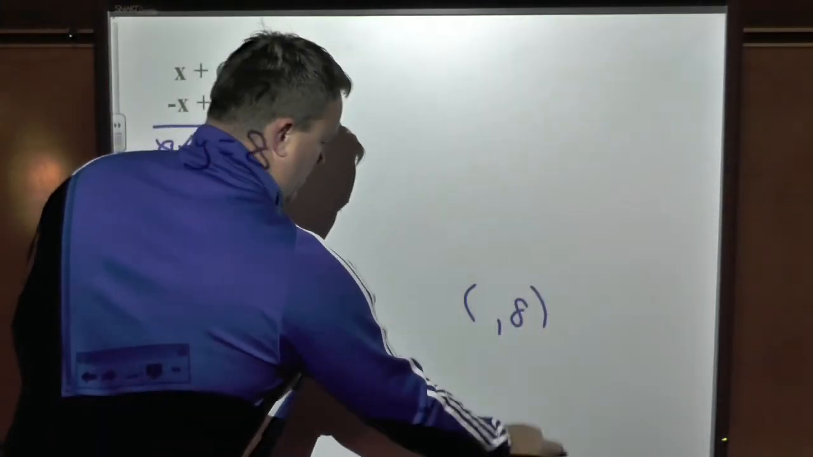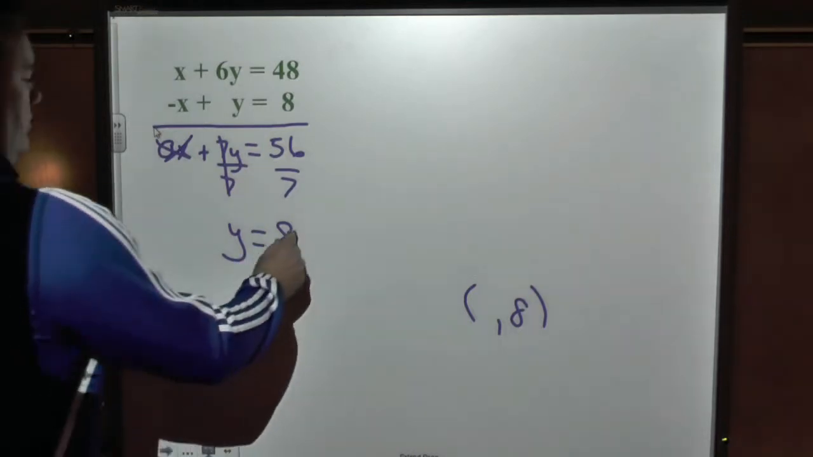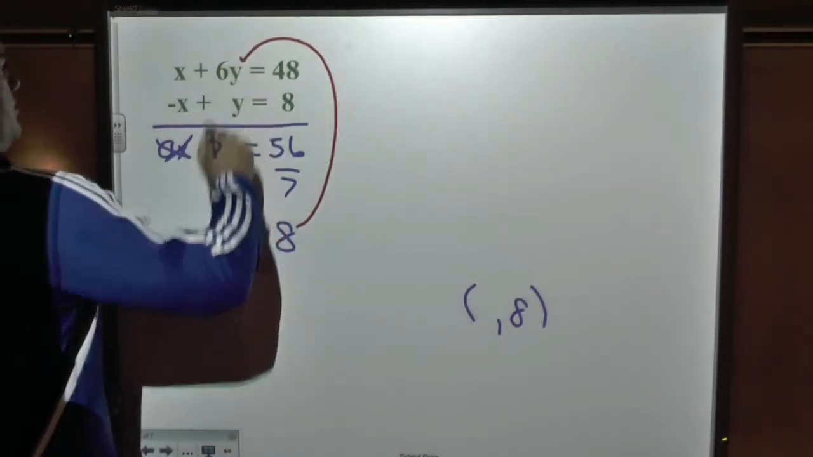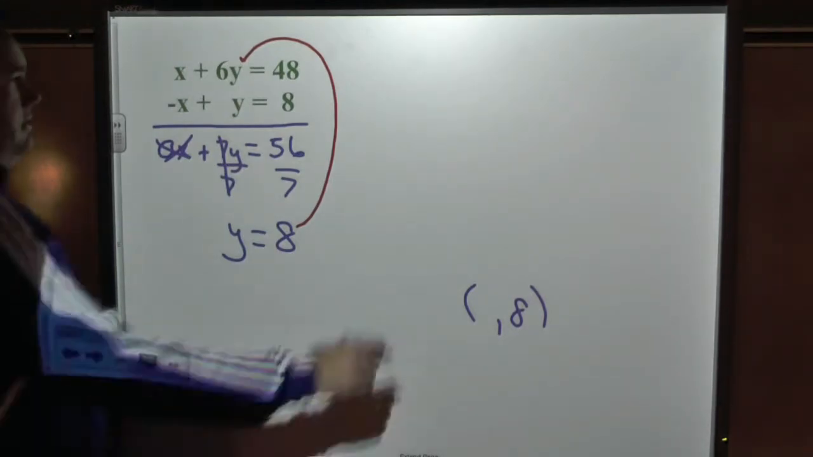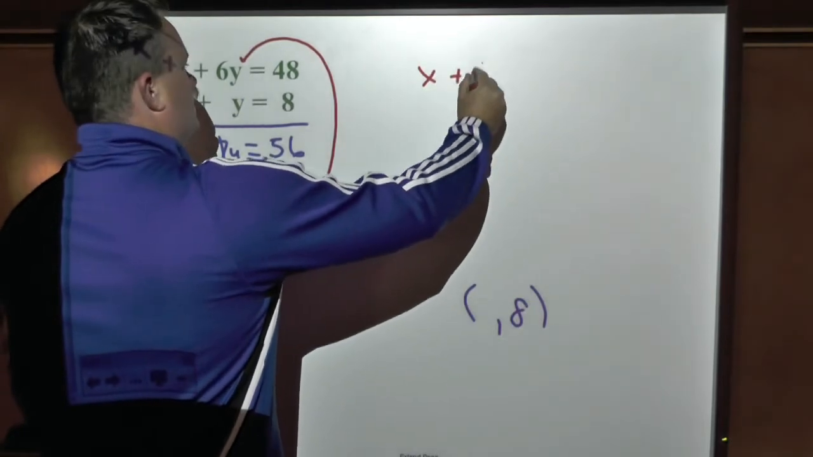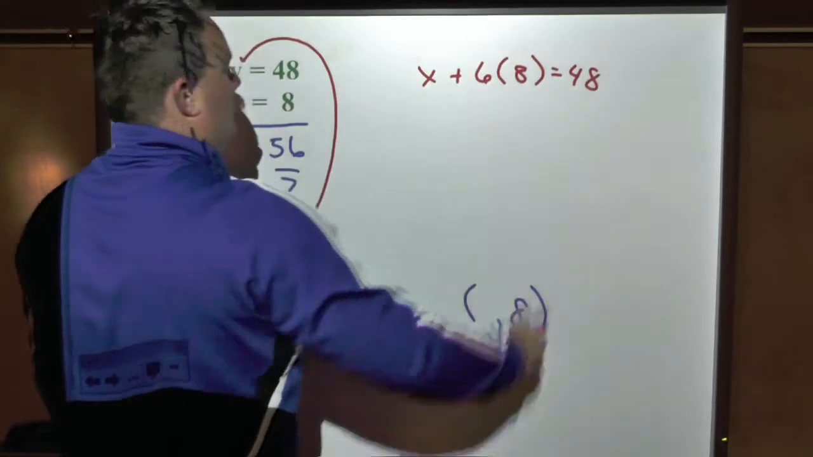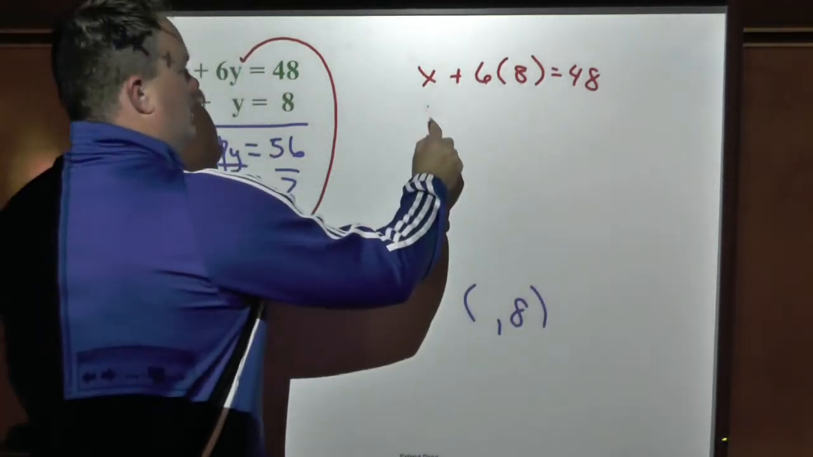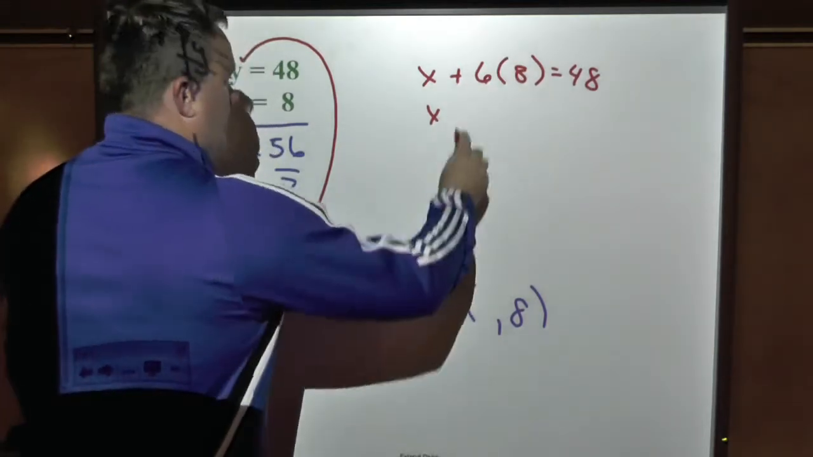At this point, you have your y coordinate. We still need to find the x. And again, it does not matter which equation you choose. I'm going to choose the first one, but you can choose the second one. The second one will work just fine. When I plug this in, x plus 6 times y, which is now an 8, equals 48. 6 times 8 is, I'm sorry, 48.